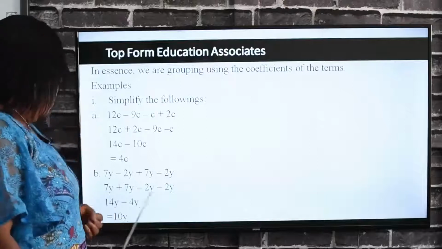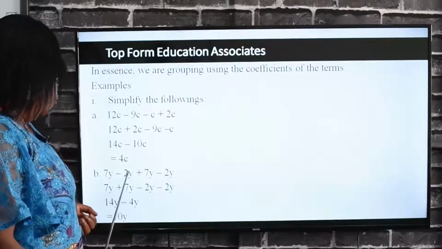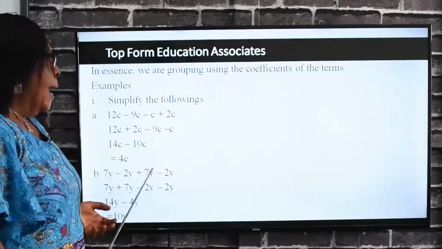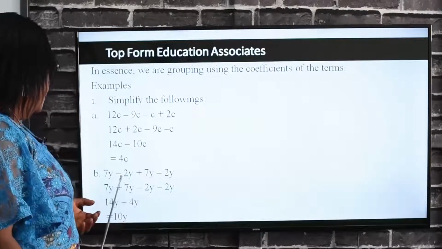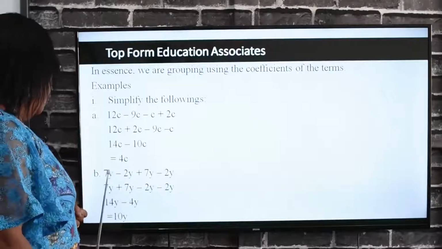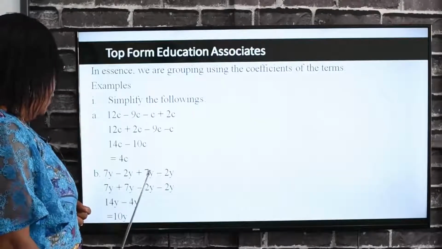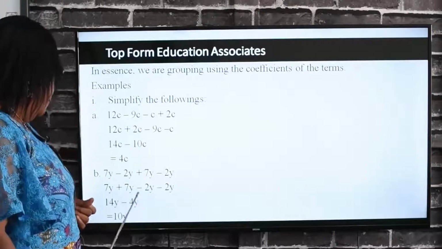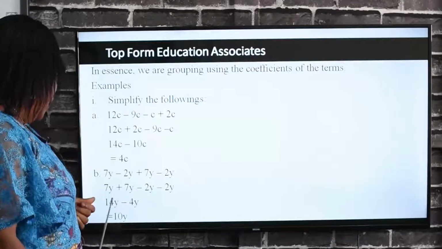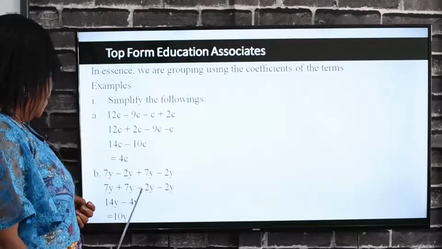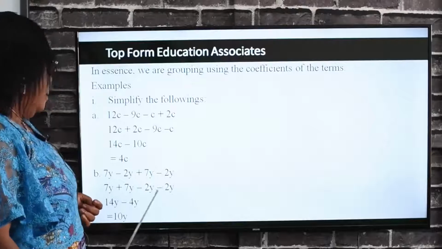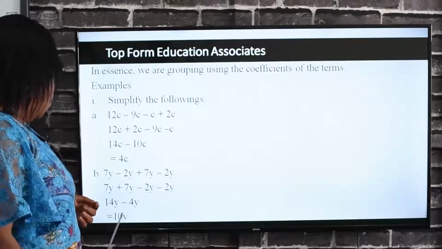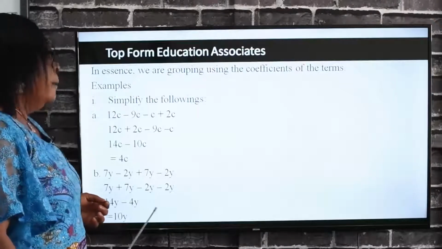Question number B. 7y minus 2y plus 7y minus 2y. We group by the signs, positive and negative. So 7y plus 7y minus 2y minus 2y. So 7y plus 7y gives us 14y, minus 2y minus 2y gives us minus 4y. So 14y minus 4y gives us 10y.